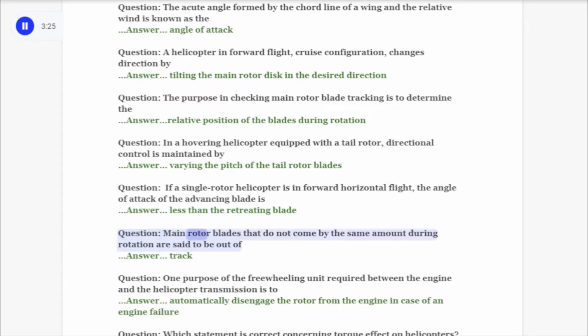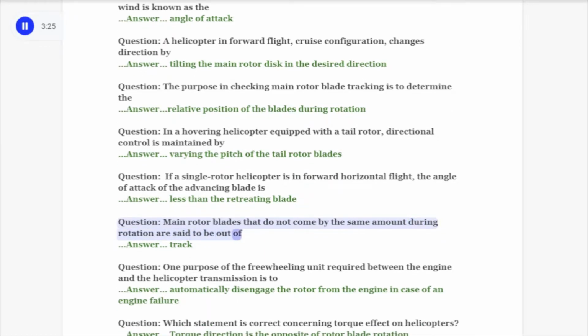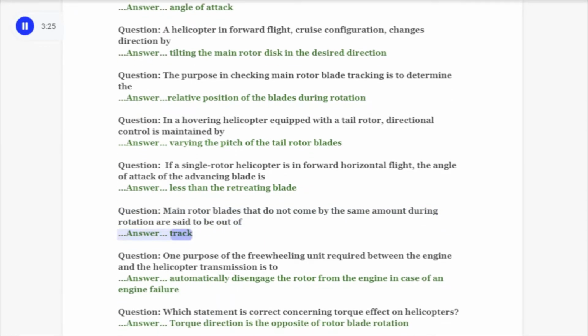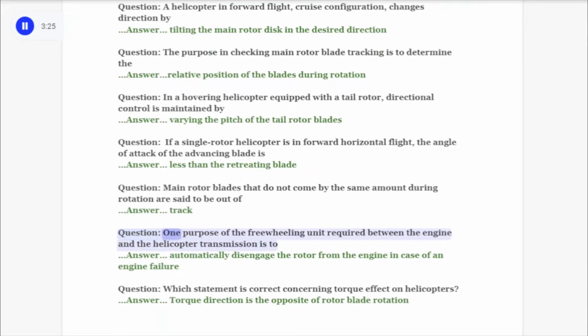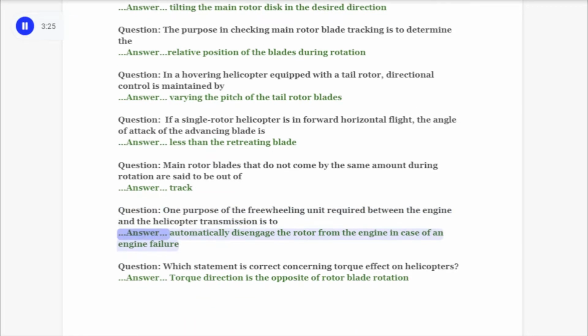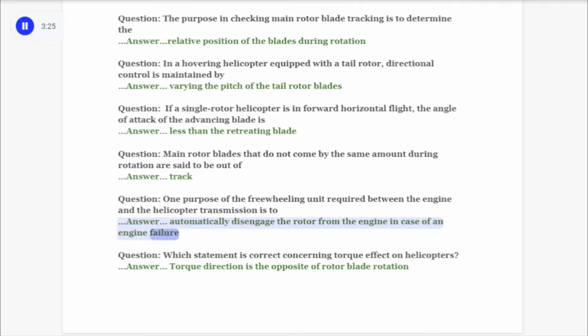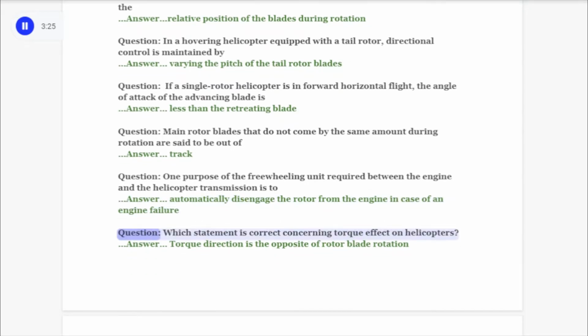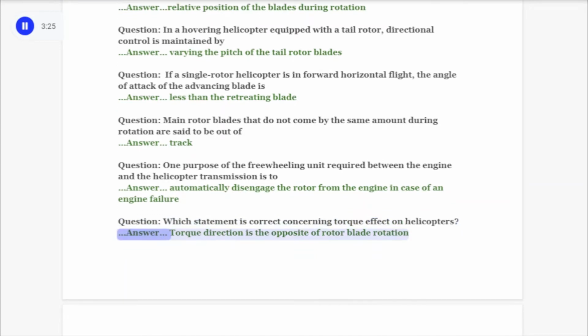Question: main rotor blades that do not come by the same amount during rotation are said to be out of? Answer: track. Question: one purpose of the freewheeling unit required between the engine and the helicopter transmission is to? Answer: automatically disengage the rotor from the engine in case of an engine failure. Question: which statement is correct concerning torque effect on helicopters? Answer: torque direction is the opposite of rotor blade rotation.